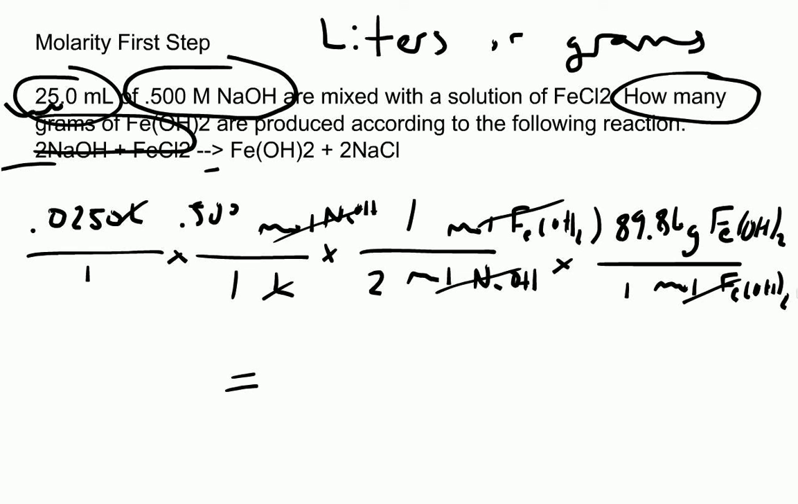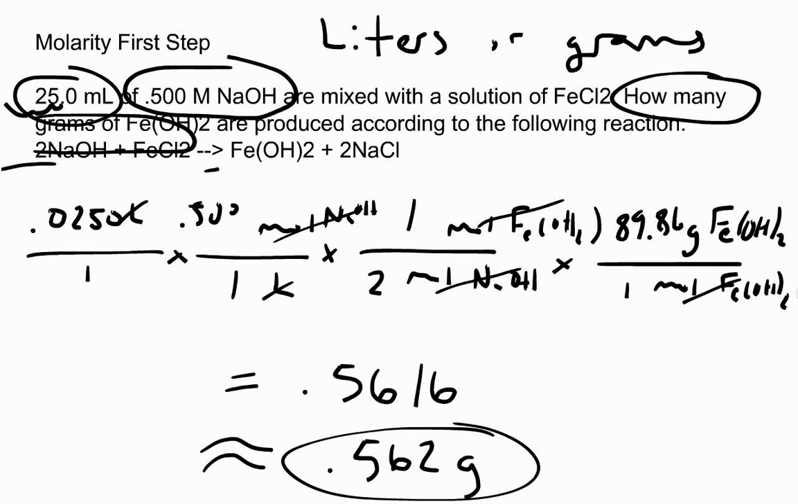And if I take 0.025 times 0.500 and then divide by 2 and then multiply by 89.86, I get an answer of 0.5616. Now I added a ton of significant figures, so I'm going to round that to the least number of significant figures as my original numbers, which is going to be 3 sig figs, so it rounds to 0.562 grams, and that's my answer. This is a molarity first step, where I use the liters given and the molarity to calculate moles, and then from there I just do mole to mole and finally mole to mass.